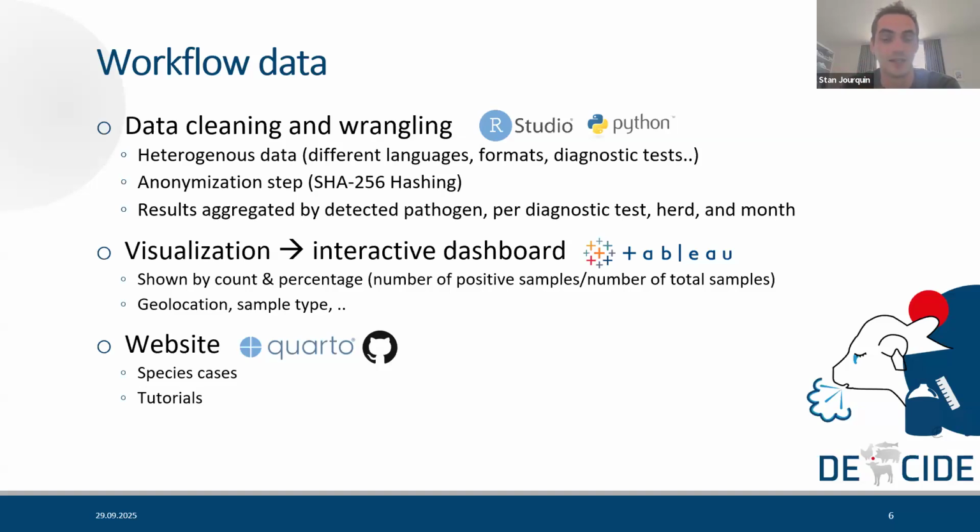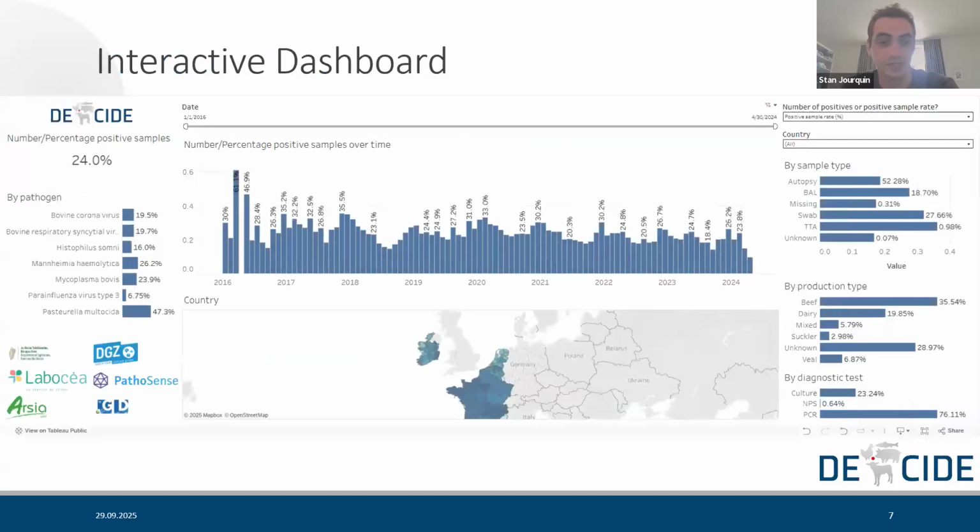After that was all gathered and anonymized, there was a visualization process through Tableau where we created an online dashboard that's ready and available now. It's online, and you can click around and select different pathogens and other sample types. This is what it looks like. This is just a screenshot I took from the website.